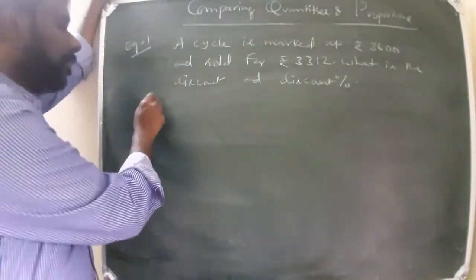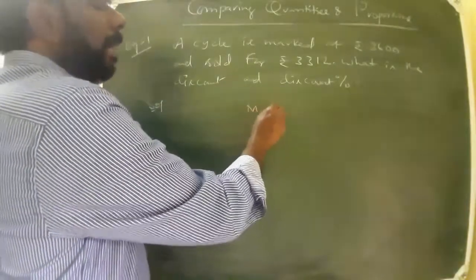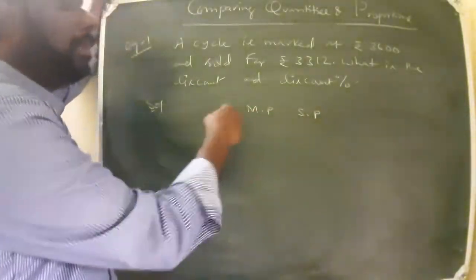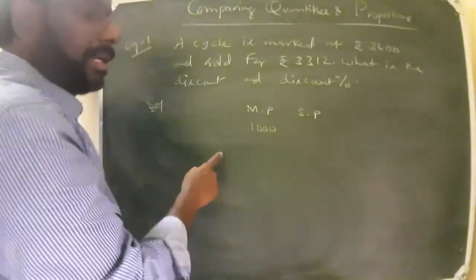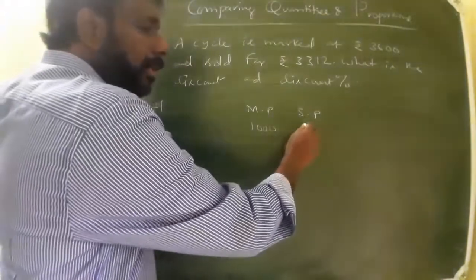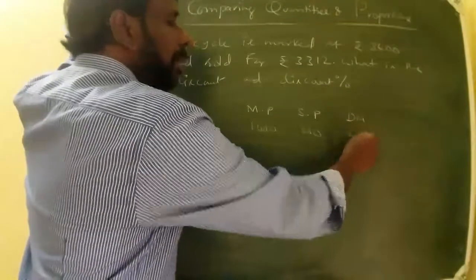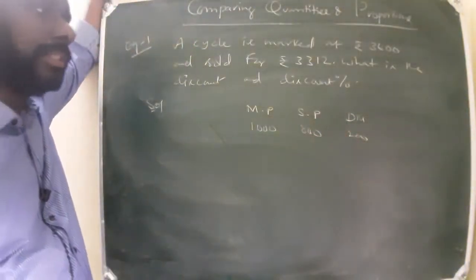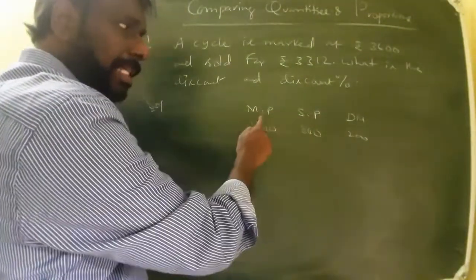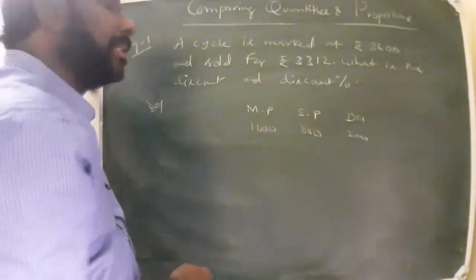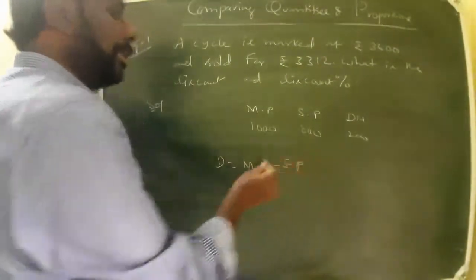So here, for example, market price, selling price. For example, a cycle has a market price of 1000 rupees. The shop sold it at 800. That means the difference is the discount. The 200 is nothing but the discount. How to get that discount? MP minus SP. MP means market price, SP means selling price. So discount equals MP minus SP.